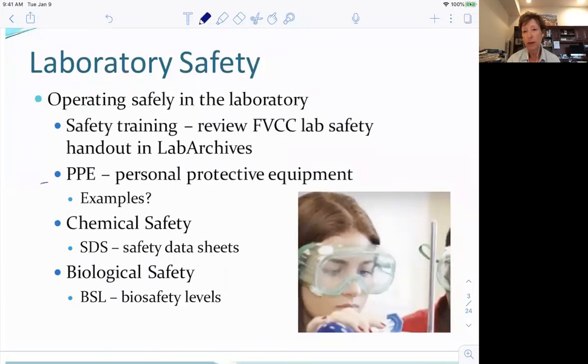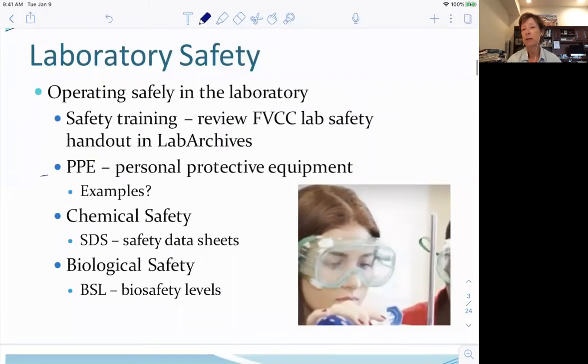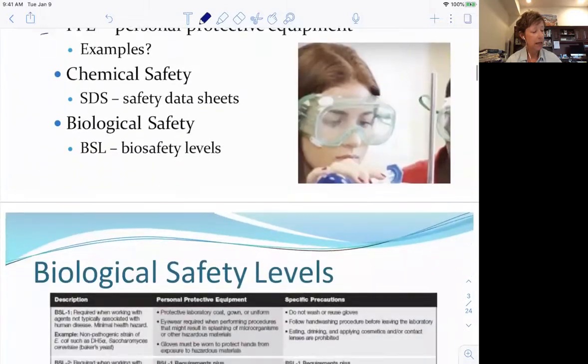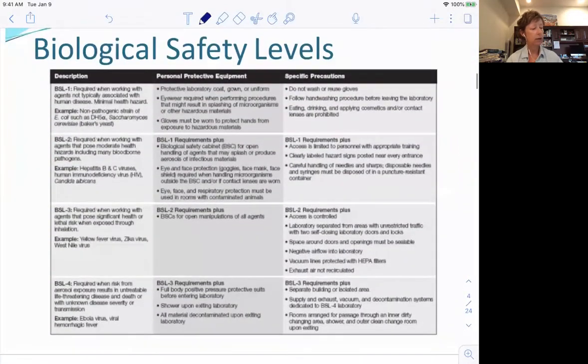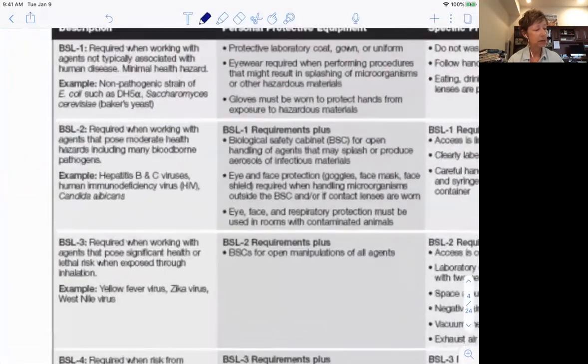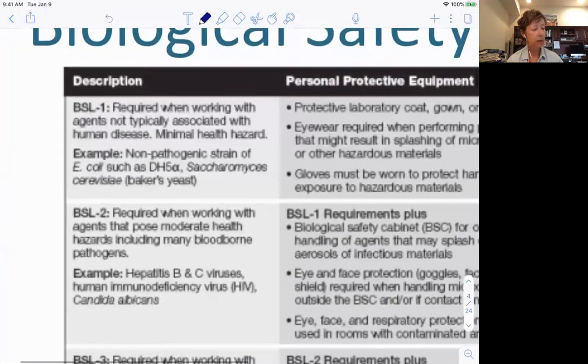In biological labs, and particularly in the biotechnology lab, we talk about biosafety levels, or BSL, and these are based on the potential of the organisms we're working with to cause risk. And so there's a good chart here. It's a little bit hard to read in this slide, so I'll just make it a little bit bigger. So these are divided up into 1, 2, 3, and 4.